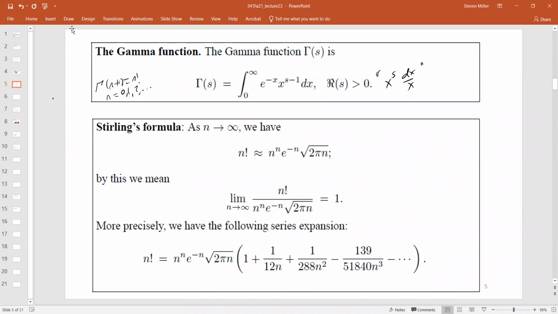So Stirling's formula says that when n is really large, n factorial is approximately n to the n, e to the minus n, square root of 2 pi n. And that means if you take the ratio of these and let n go to infinity, that goes to 1. Or if you wanted to be a little bit more careful, you could actually write out a series expansion for n factorial.